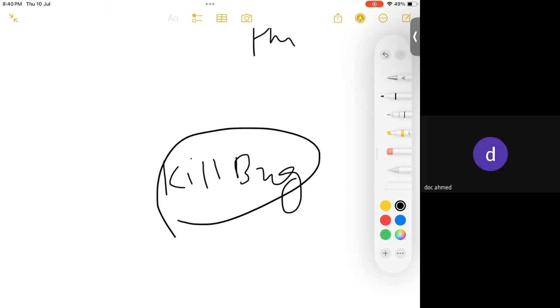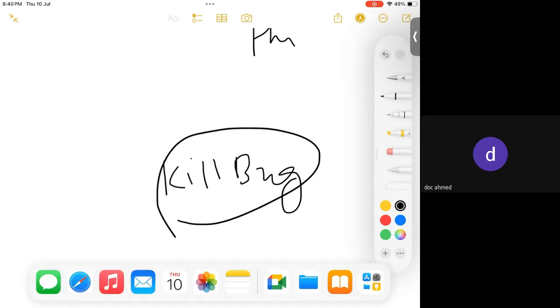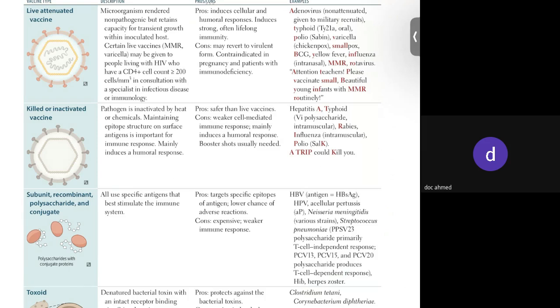How do we kill a bug? With heat or with chemicals. Once we kill it, since it's still immunogenic, you can use it for training purposes. It's safer than a live vaccine, because we know it's killed. But you're going to get a weaker cell-mediated immune response. What is the cell-mediated response? The T cell response. So the T cell response is weaker, and it mainly induces a humoral response. And what's the reason behind that?